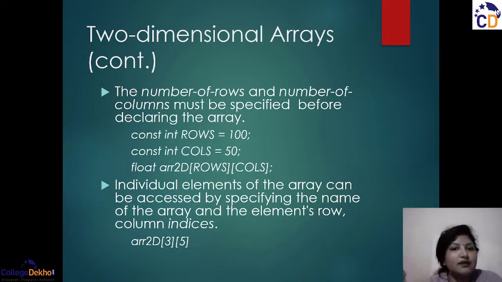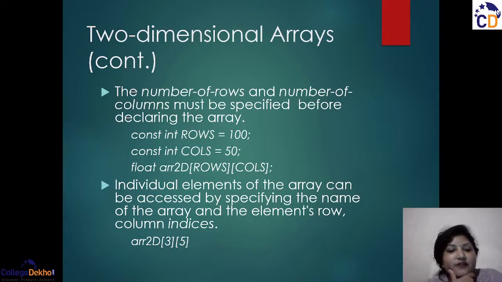The number of rows and the number of columns must be specified before declaring the array, as I told you earlier also. You need to define the size of what will be the subscript for rows and what will be the subscript size of columns. So when you declare the array, it should be mentioned what is the size of rows and what is the size of columns. So I am taking it as data type, space, array name. I have given the array name as ARR2D, then rows and then columns, right? So this is how two-dimension arrays are defined.